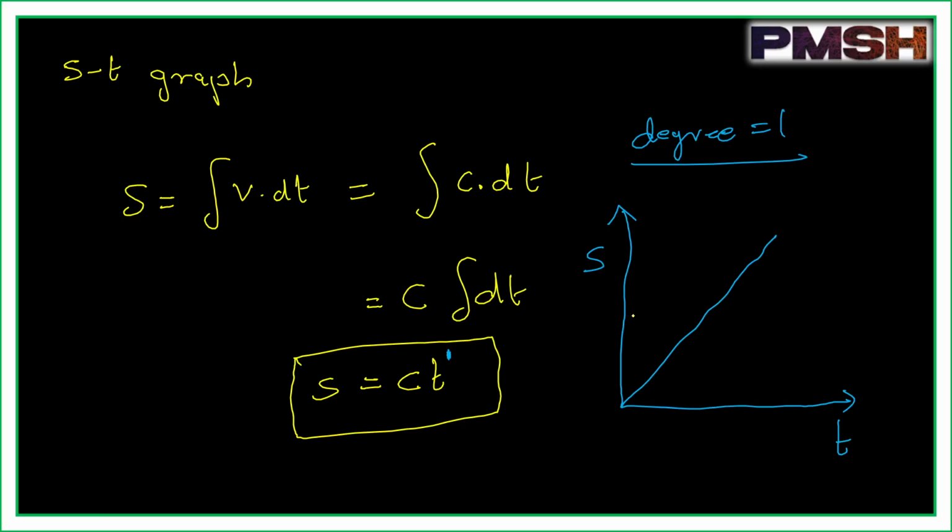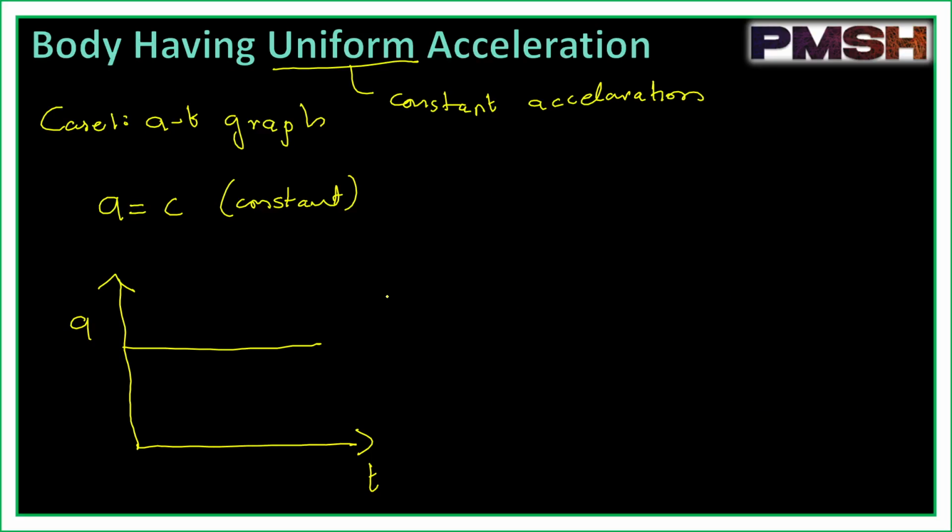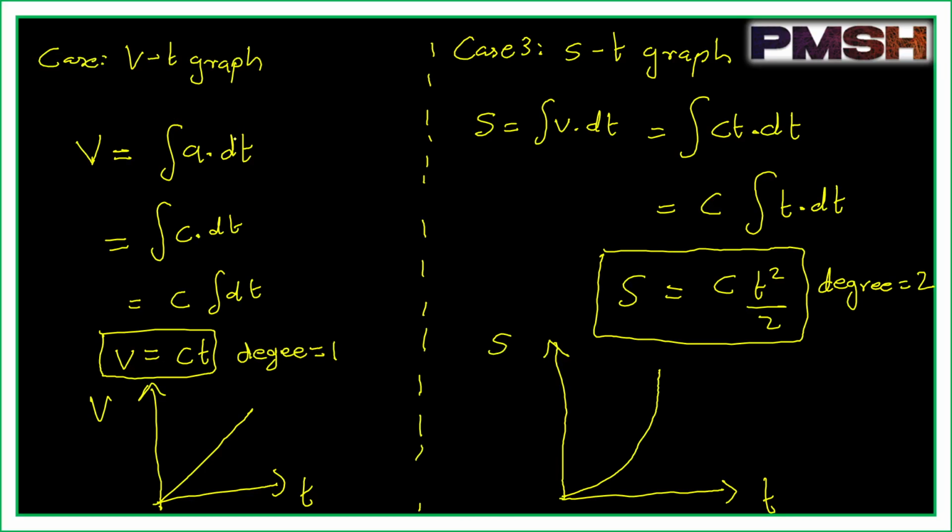And why the shape of this graph is like this, all this is discussed in detail. Then we have discussed the graph for uniform acceleration. For that, we have drawn the acceleration time graph, the velocity time graph, and also the displacement time graph. You just need to remember the shape of these graphs. And the reason behind such shapes has been discussed mathematically.